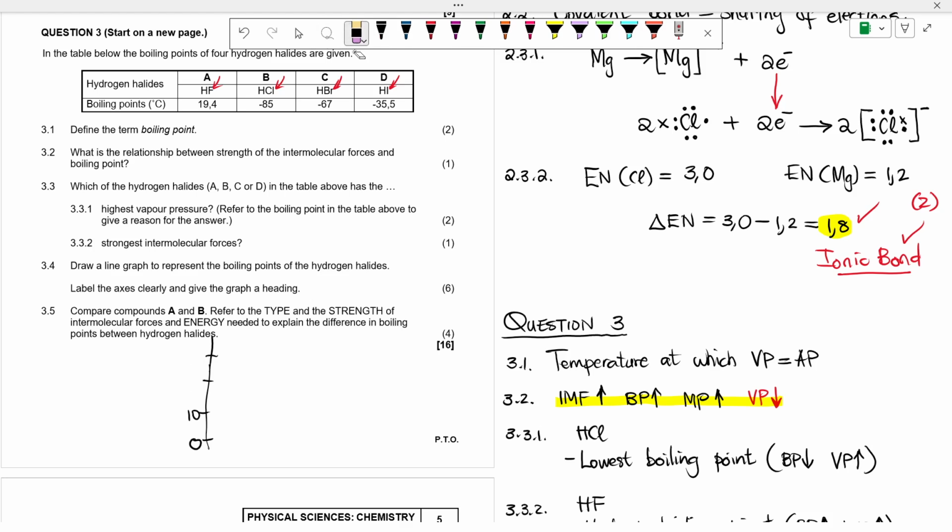Or one most horrible thing you can do is to say the first value is negative 85, the second value is negative 67, third value negative 35.5, last value 19.4. You're just taking the values on the table. So you get a 0 for scaling and even maybe for the shape of the graph. So just make sure you get the correct scaling. It does not have to be stressful. You don't have to take a ruler and measure. As long as the scaling is good enough, I'll show you how I'm going to draw it.